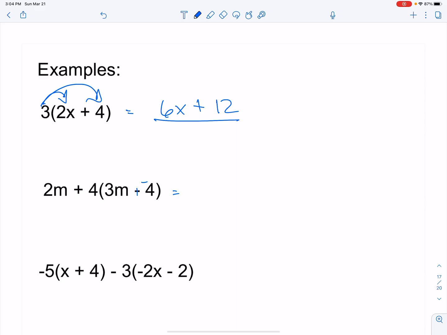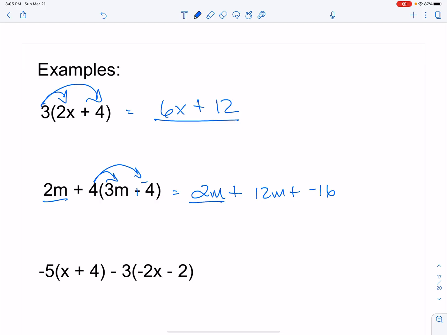So all I'm going to do is take that 2m and write it down. Plus, now I'm going to deal with the distributive property. So I'm going to pass this 4 out to the 3m. So 4 3m's would give me 12m. Plus, and I'm going to take the 4 and pass it out to the negative 4. So 4 times negative 4 would give me negative 16. Now I'm going to come back and use combining like terms to finish the simplification.